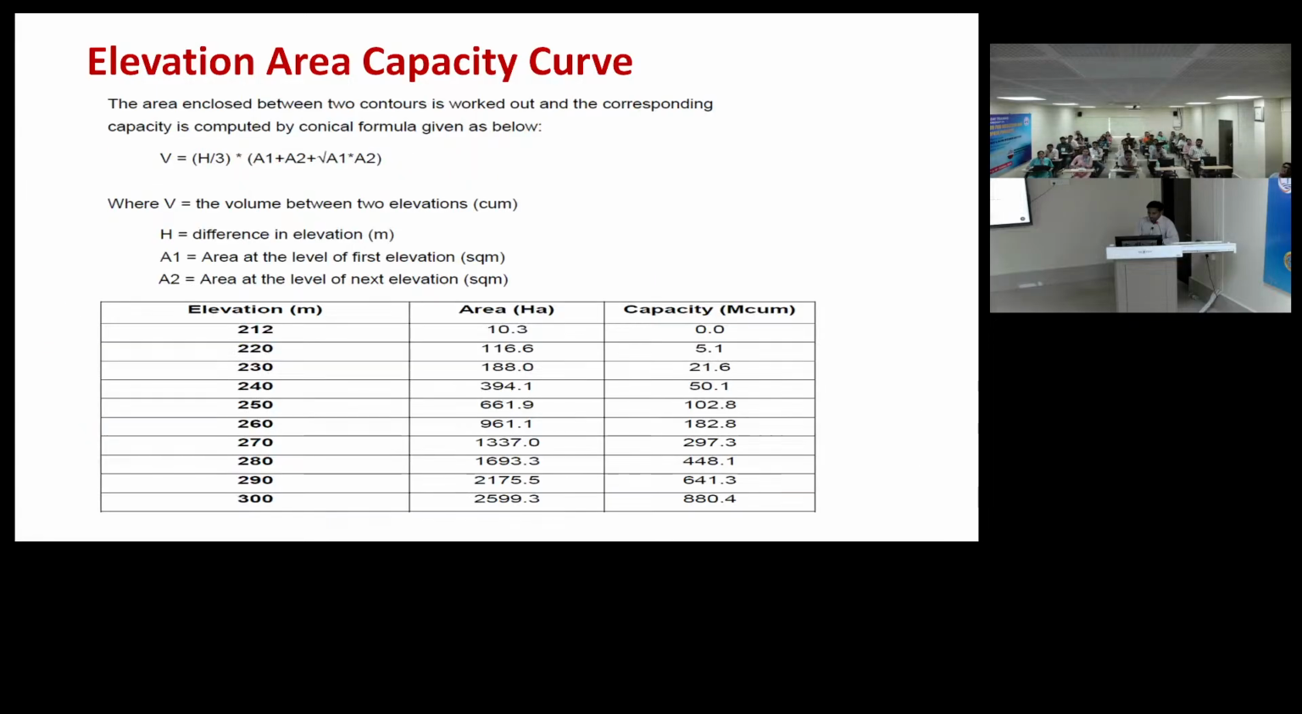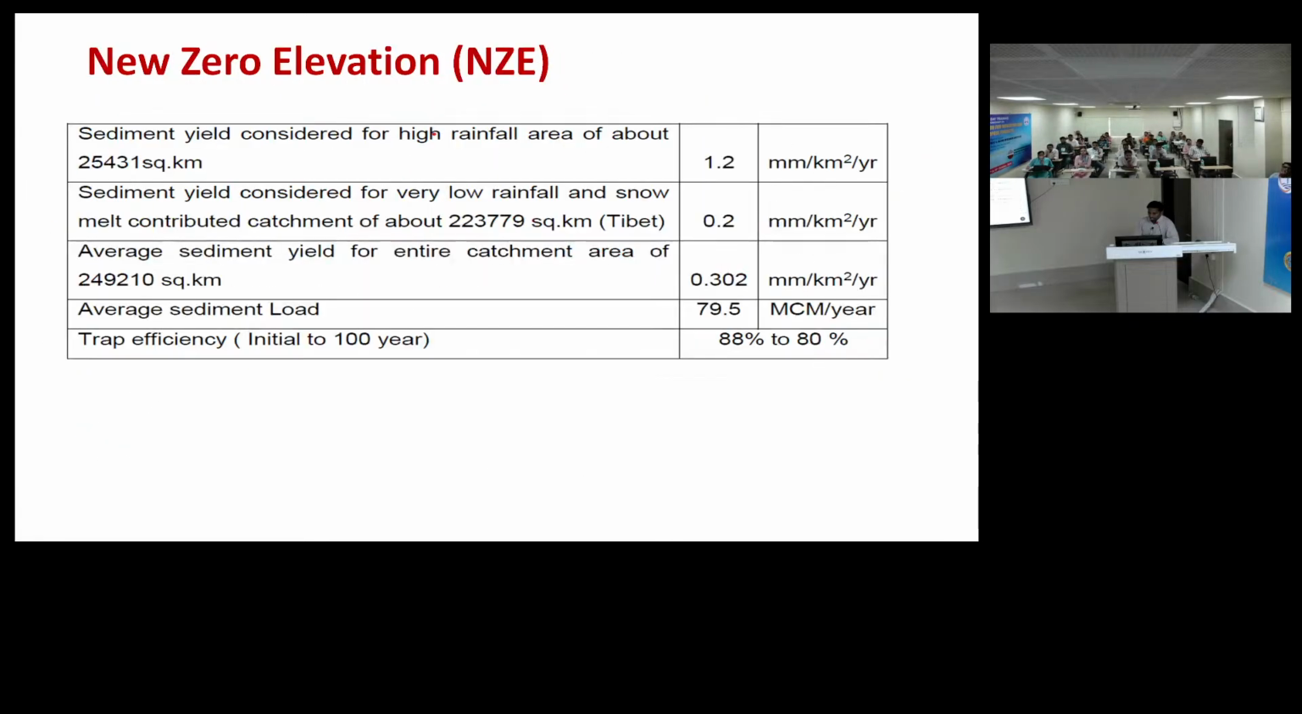And in this step we will also see the new zero elevation. What is new zero elevation?